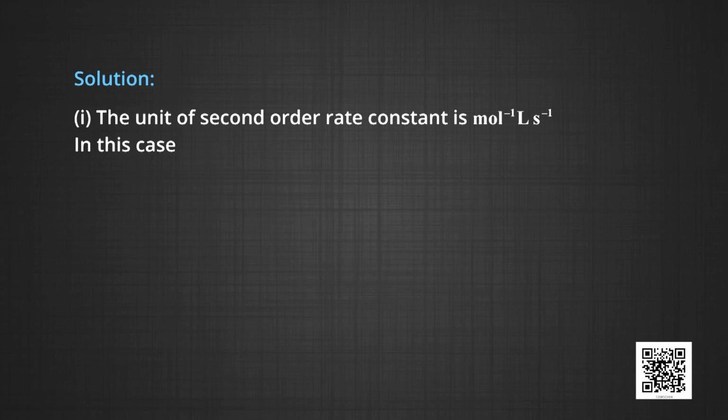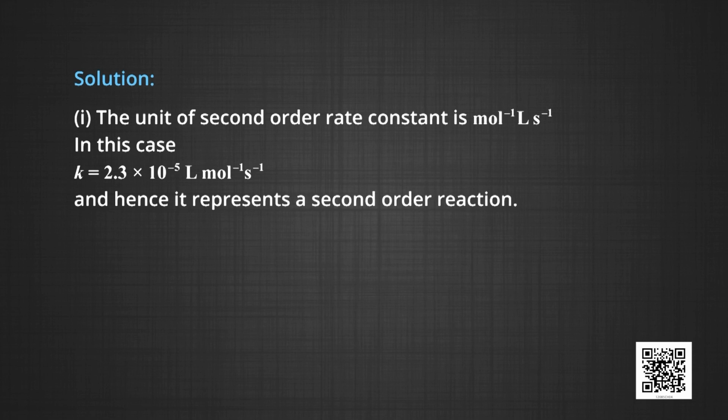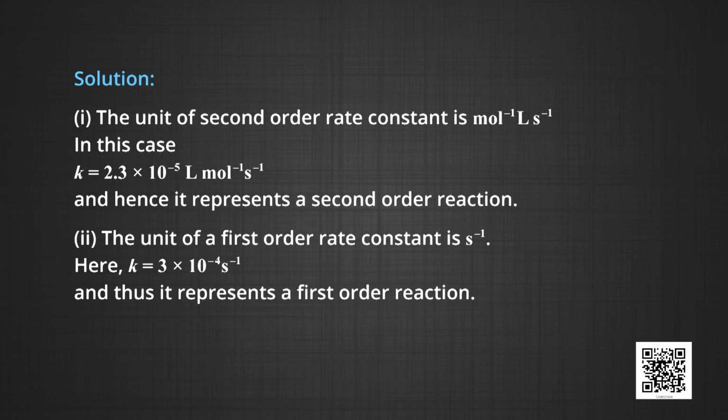Now, just by checking the units, the first answer: the unit of the second order rate constant is liter per mole per second. In this case, K is equal to 2.3 into 10 raised to power minus 5 liter mole inverse second inverse. Hence, it is a second order reaction. The unit of the first order rate constant is per second. So, by comparing this, the second part has been given 3 into 10 raised to power minus 4 per second. So, the unit matches the first order reaction, hence it represents a first order reaction.